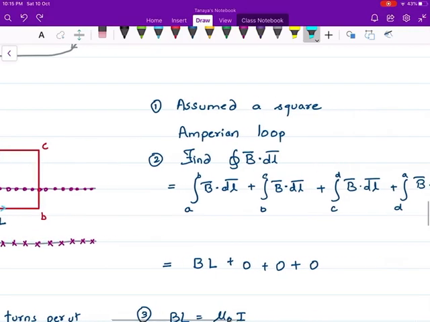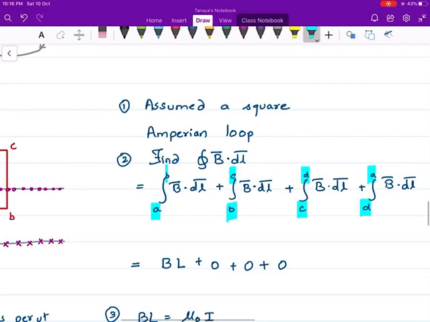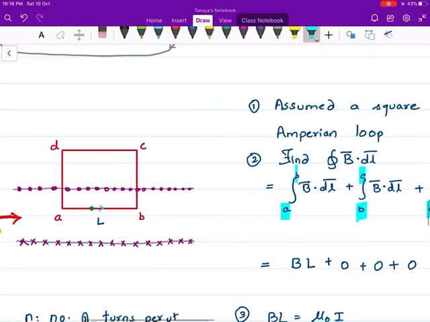So I'm going to take the integral B bar dot dl over these 4 regions. That is, integrate from A to B, B bar dot dl, plus integral from B to C, B bar dot dl, then C to D, and similarly D to A. Okay, that is how I have taken the integrals. Now just see, I will just consider the loop from A to B, that is this part. We are considering this part.